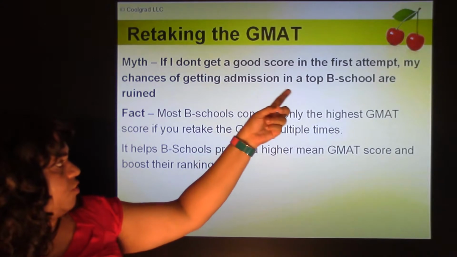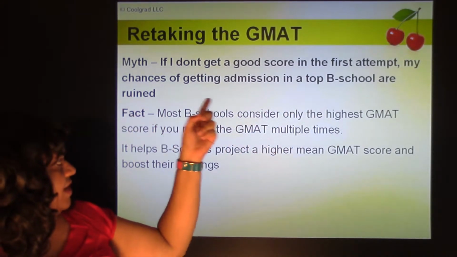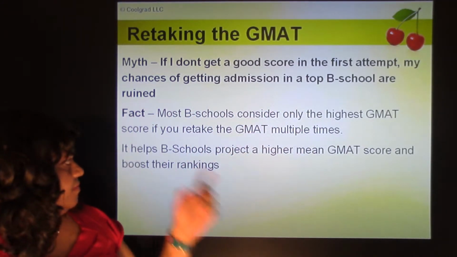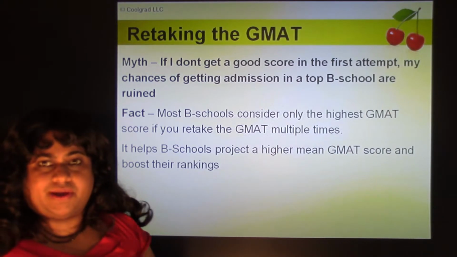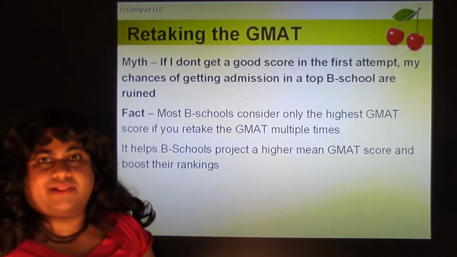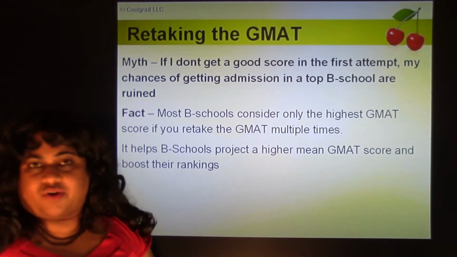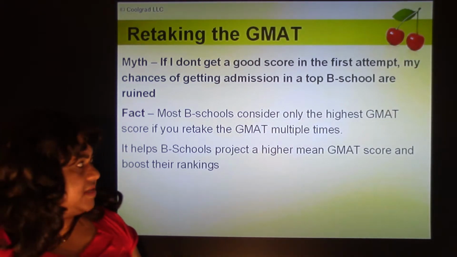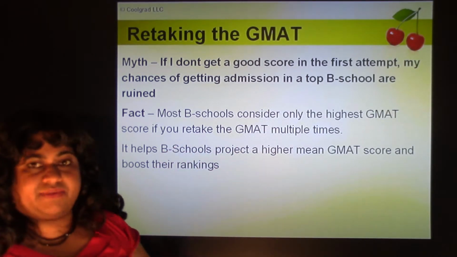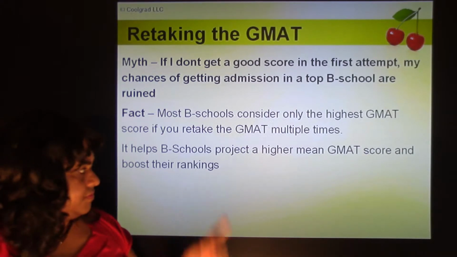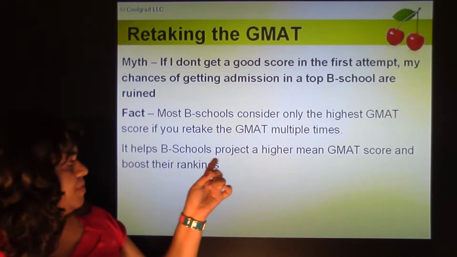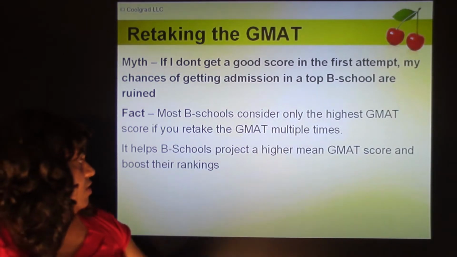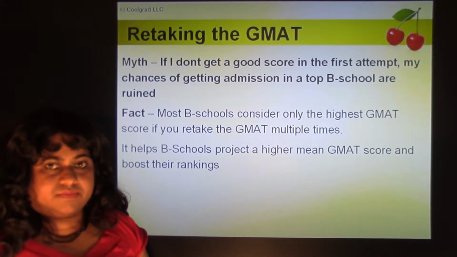If I don't get a good score in the first attempt, my chances of getting admission in a top B school are ruined. So even if you don't do well in the first attempt, you can do well in the second attempt. They're not going to hold it against you. That's a myth. Even if you retake it multiple times, they only consider the highest score. It helps B schools project a higher mean GMAT score and boost their rankings.